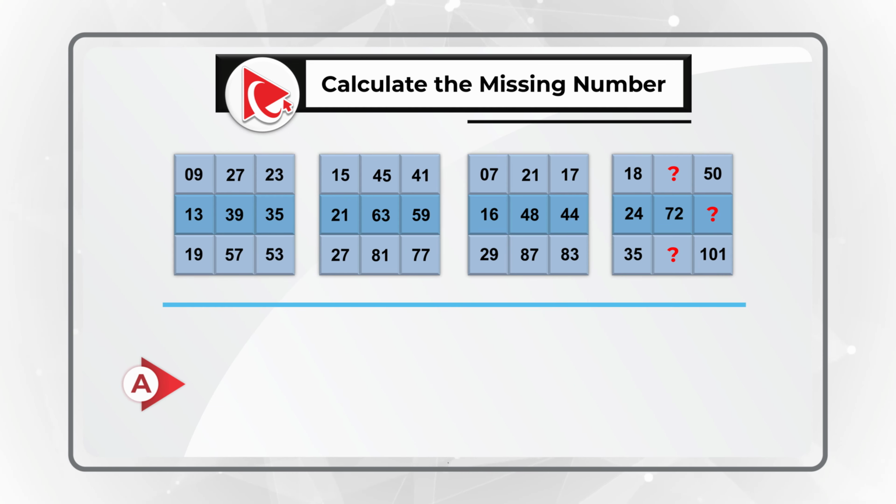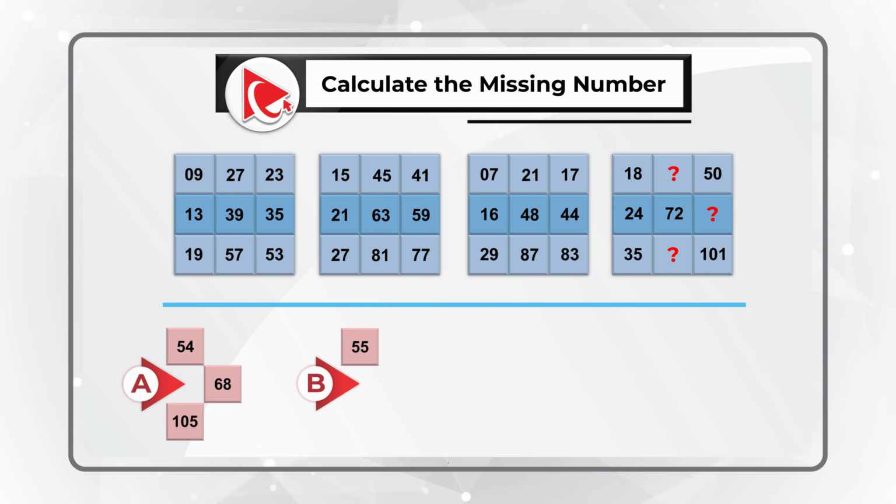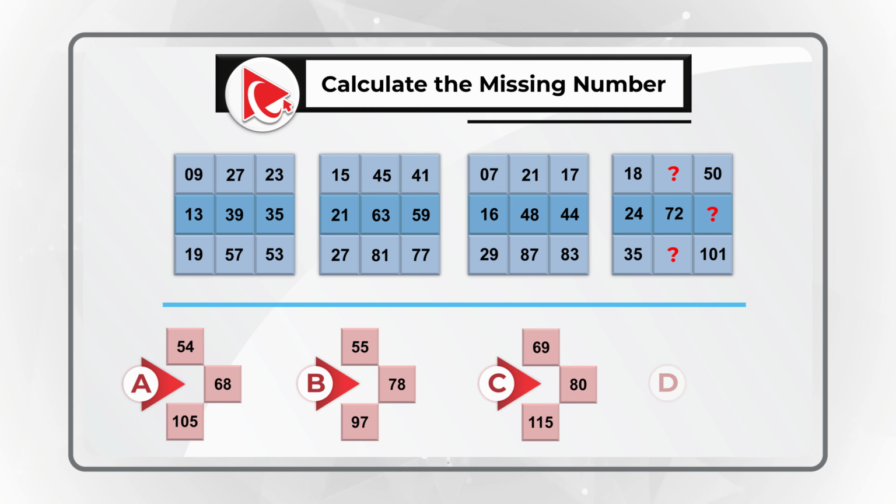You're presented with 4 different choices. Choice A, missing numbers might be 54, 68, and 105. Choice B, missing numbers might be 55, 78, and 97. Choice C is represented by the numbers 69, 80, and 115. And then choice D is 74, 88, and 125.